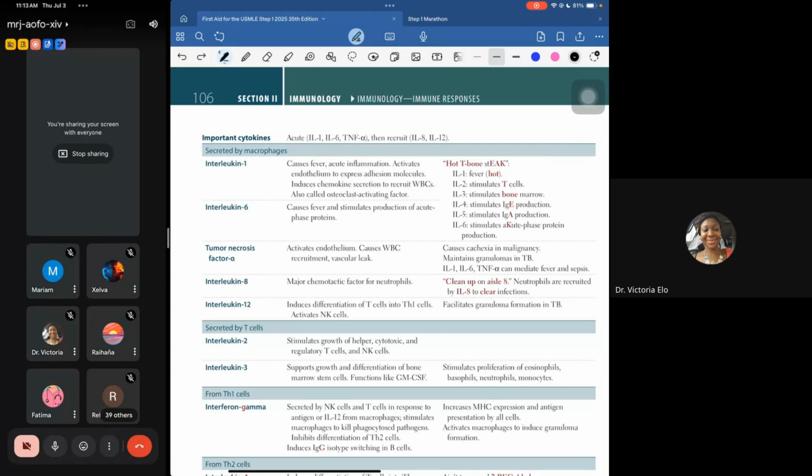Second thing is that it causes the granulomas to be maintained, right? Whenever a patient is having TB, the patient is going to have granuloma, and granuloma is going to protect the patient against TB. Okay, so this is very important.